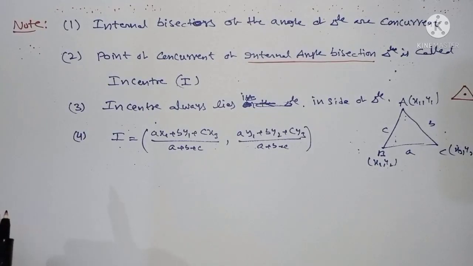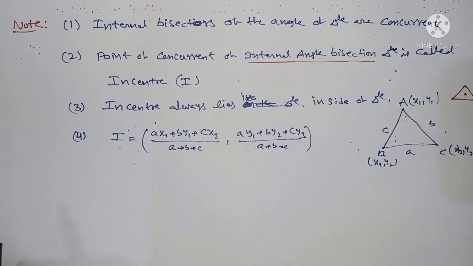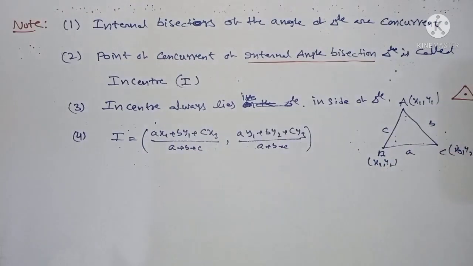Centroid and incenter are inside the triangle. Previously, when discussing the orthocenter, there were three types: first inside, second on a side of the triangle, and third outside of the triangle. But the incenter must be inside of the triangle.